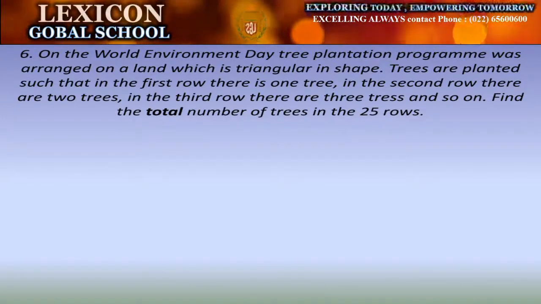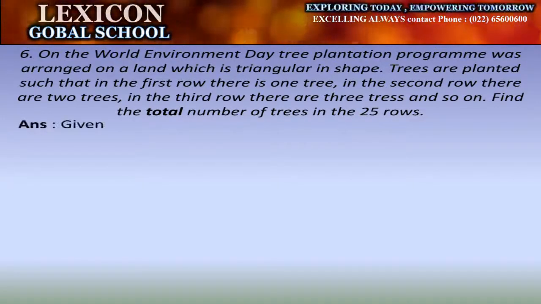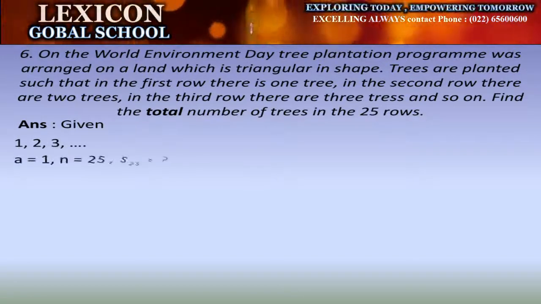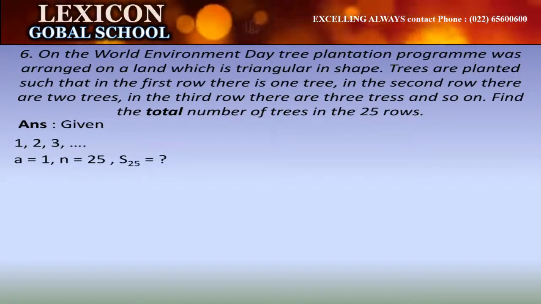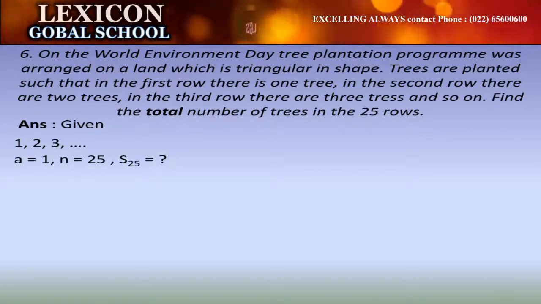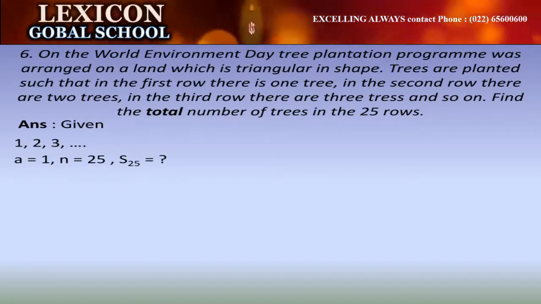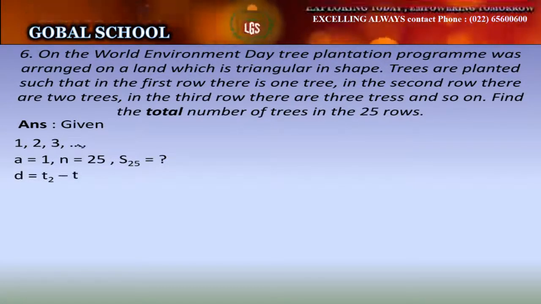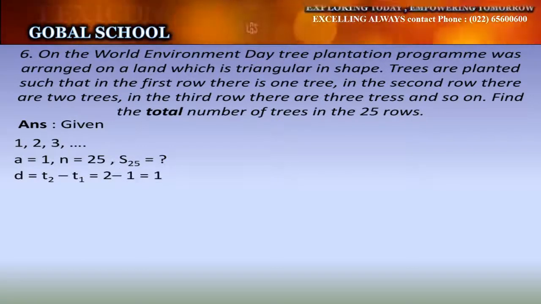Again, a sequence is given to us. 1 tree in the first row, 2 trees in the second row, 3 trees in the third row. Therefore, 1, 2, 3 is the sequence. What is your A? 1. What is your N? 25 rows, so N would be 25. And you have been asked to find S, since it is total. Total means S. So therefore, S25 we have to find out. What is your D? T2 minus T1, that means 2 minus 1 equals 1.